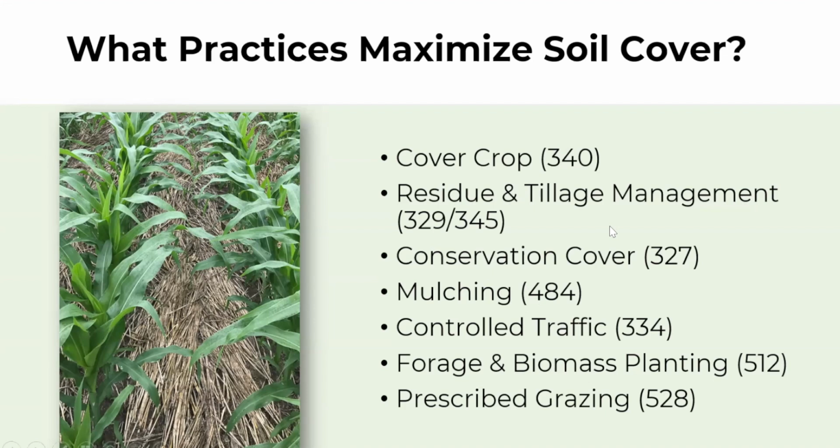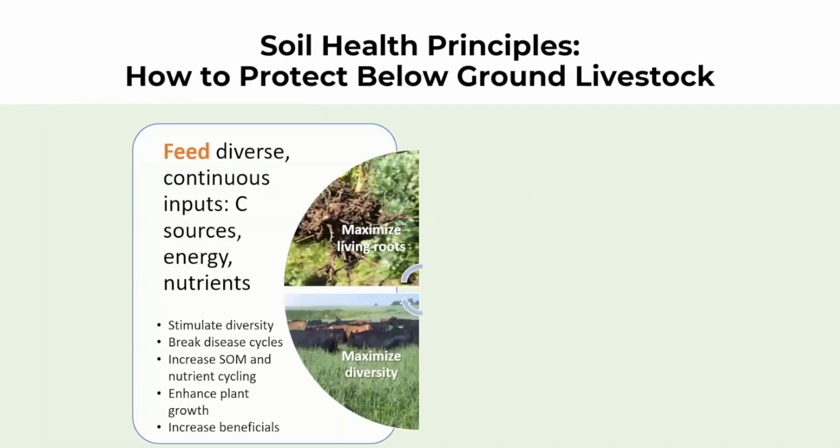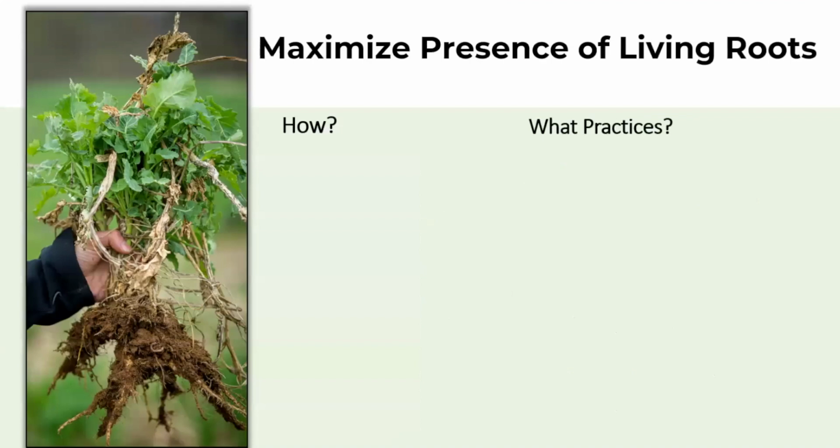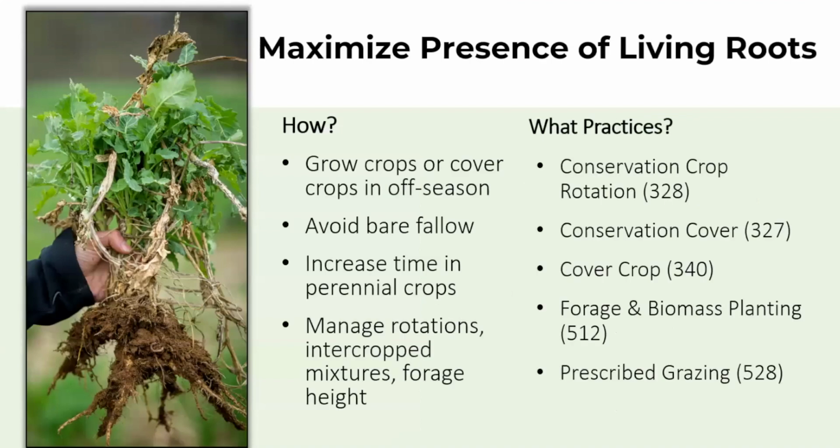Residue and tillage management, again, reduced tillage really maximizes soil cover because we're not putting that residue into the soil, we're leaving it right there on the surface. Conservation cover, mulching, controlled traffic, forage and biomass planting, and prescribed grazing. All of those practices will help maintain surface cover and give us all of those great benefits. When it comes to feeding the below ground livestock, we're looking at maximizing living roots, maximizing diversity. And so, okay, how do we do that? And what practices? So you'll keep seeing cover crop coming up in every single one of those. And that's because cover crops do a whole lot of really fantastic things for maintaining good soil function.